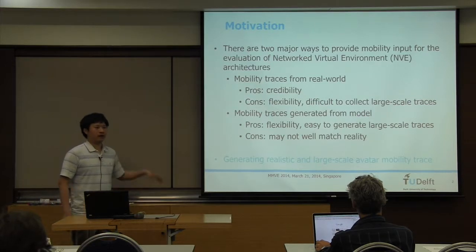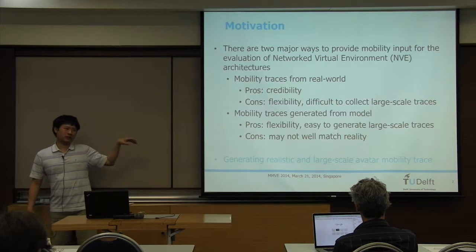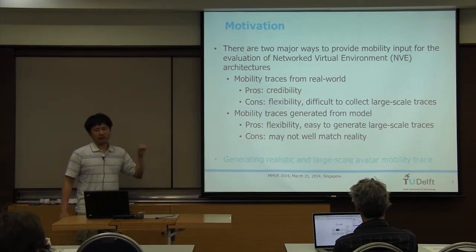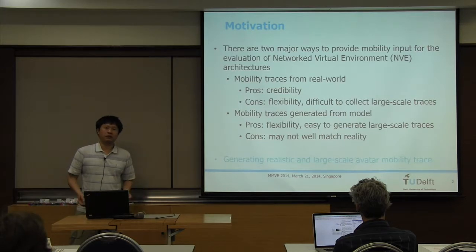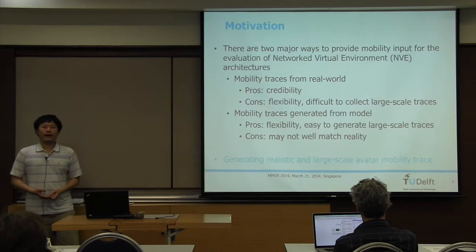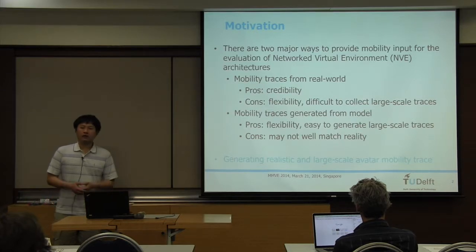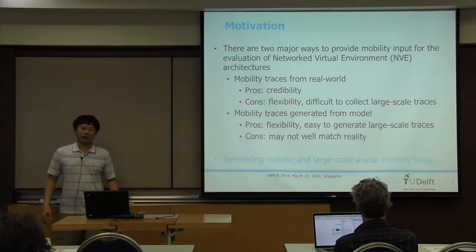And the second approach is using a mobility model. The advantage of a mobility model is flexibility. It is very easy to generate large-scale traces, but the disadvantage is that they may not capture the mobility characteristics we are focused on. So in this work, we are trying to generate large-scale and realistic avatar traces.